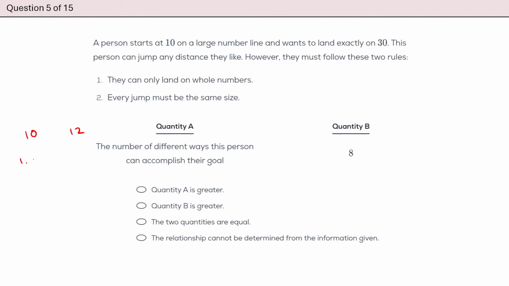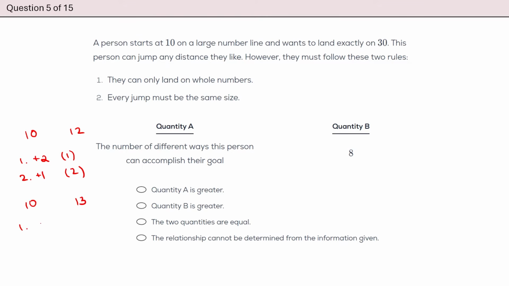So possibility number 1 is I just take 1 jump of +2. So that's just 1 jump. Possibility number 2 is I take a jump of 1, but I have to do 2 of those, right? So 10 to 11 and then 11 to 12. So notice what we have here. We have 2 and 1 when we're going from 10 to 12. Okay, interesting. Let's now try 10 to 13.